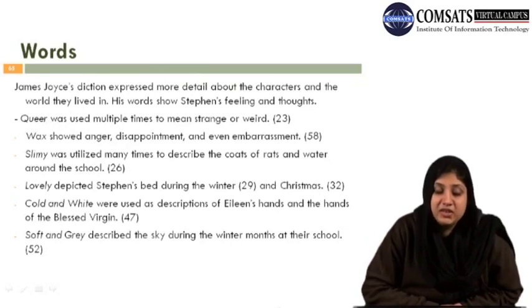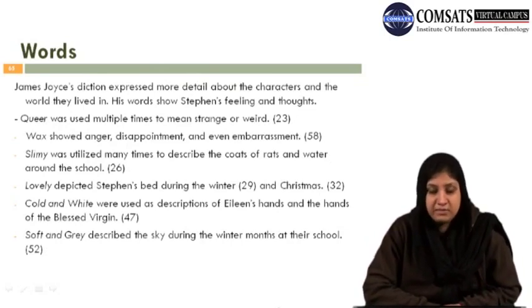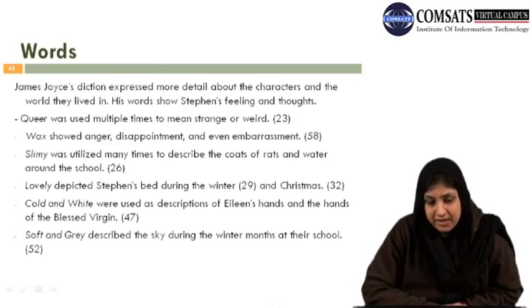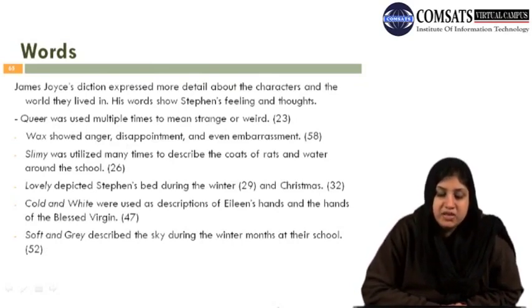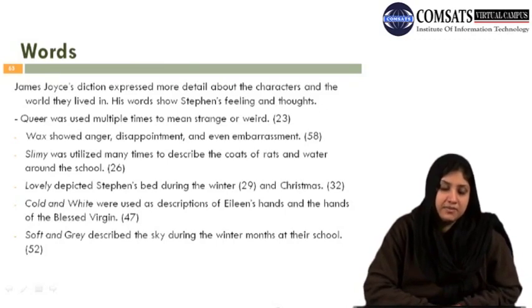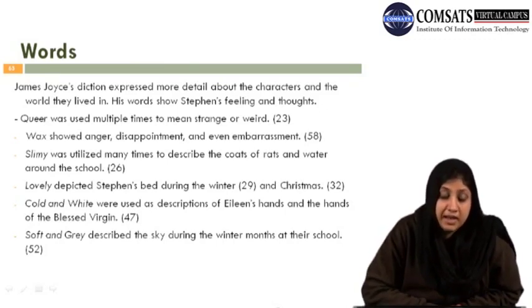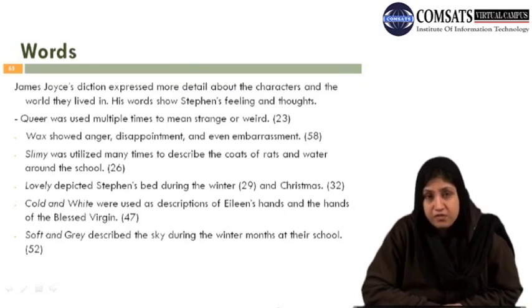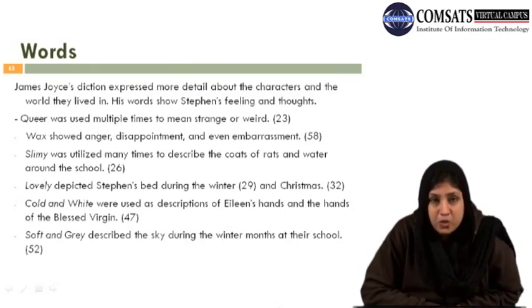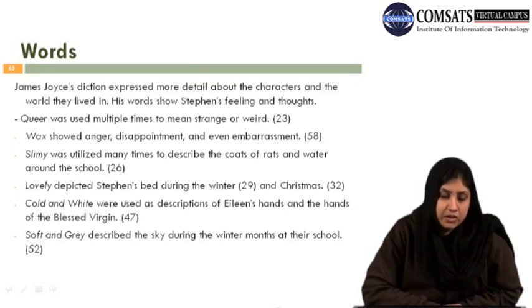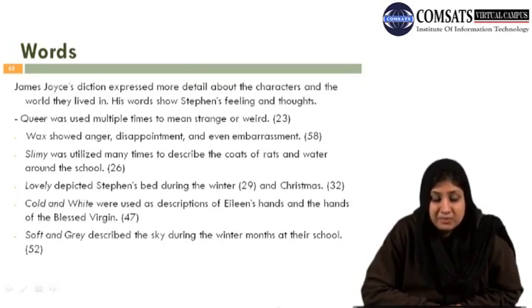James Joyce's diction expressed more detail about the characters and the world they lived in. His words show Stephen's feelings and thoughts. Queer was used multiple times to mean strange or weird. Wax showed anger, disappointment, and even embarrassment. Slimy was utilized many times to describe the square ditch of rats and water around the school.